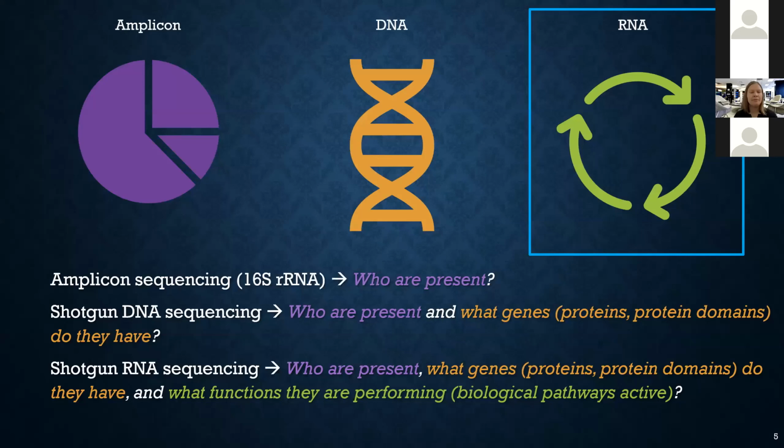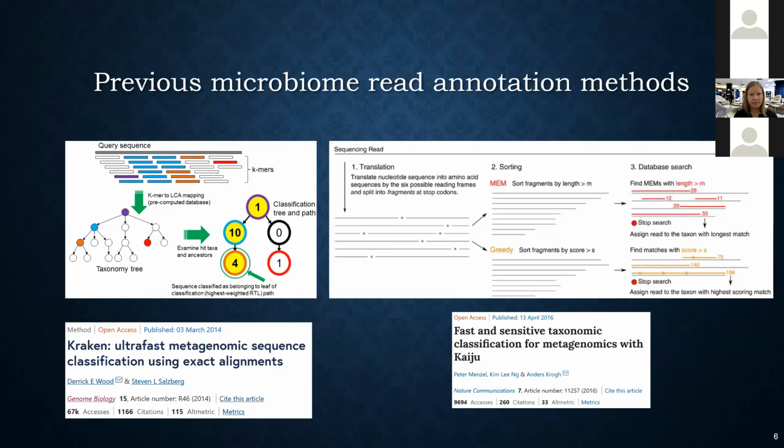that even previously unknown microbes might be performing. So there exist several methods for microbiome annotation. I'll just mention a few that are closest to our application. So Kraken has been developed for ultra-fast metagenomic sequence read annotation.